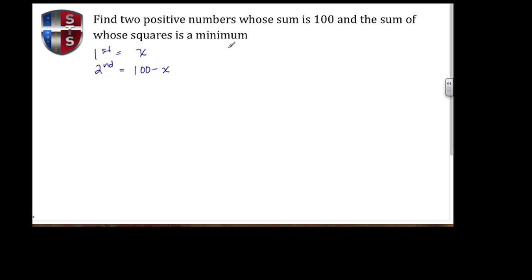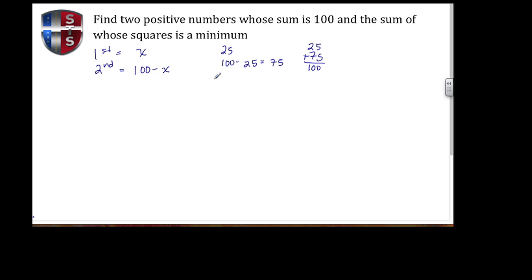Let's say that our first number is 25. So our second number would have to be 100 minus 25. Alright, and we know that 100 minus 25 is 75. And if we go one step further, we see that 25 plus 75 is 100. So at this point we can rest assured that our expressions here are correct. They do model what the first part of this problem asked for, where two positive numbers whose sum is 100. Now we have to move on to the second part.